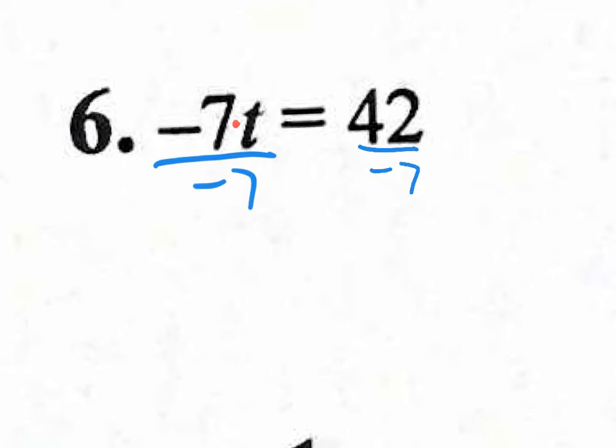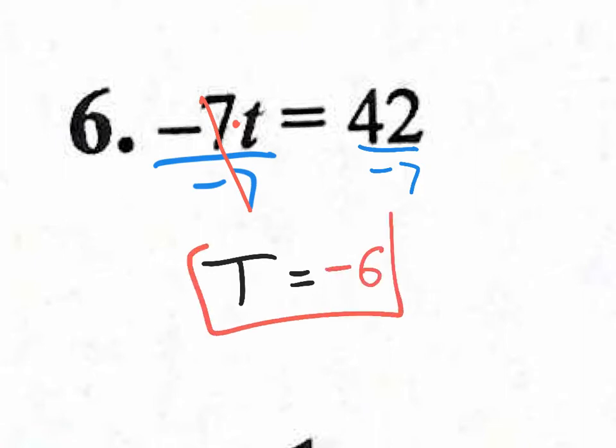So the negative 7 on top and the negative 7 on the bottom cancel out. All you have is t left over. That's what we want. We want to get t by itself. And 42 divided by negative 7, if you don't know, use the calculator. It will be negative 6. And there's your answer. T equals negative 6.